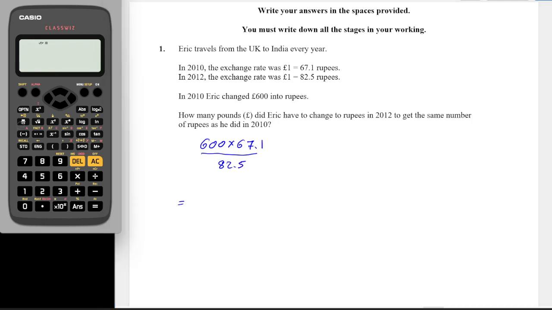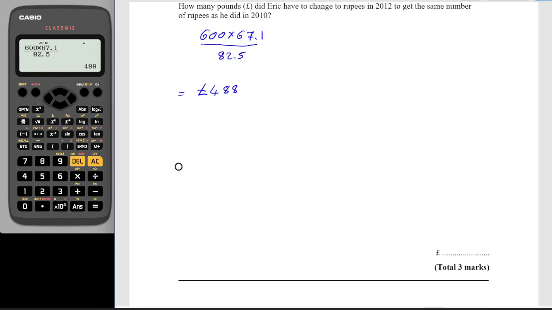So I'm going to type it in just like that. So fraction 600 times 67.1, divided by 82.5. Double check my figures, they all look correct. So 488 pounds. Okay, there we go, 488.